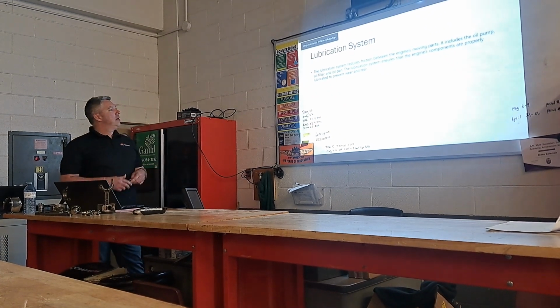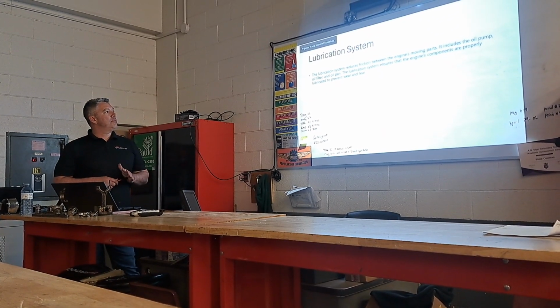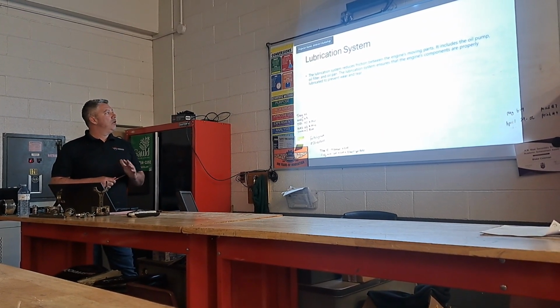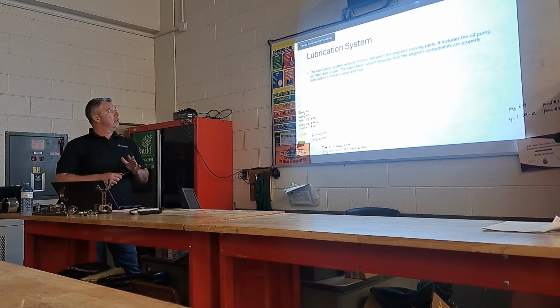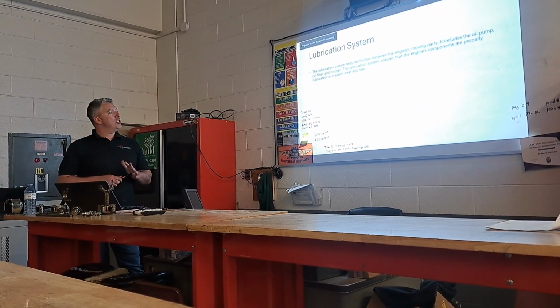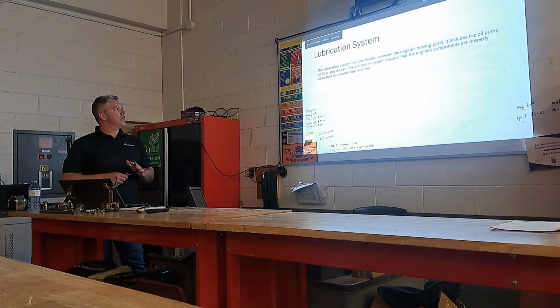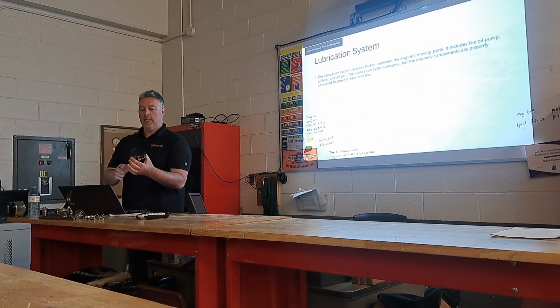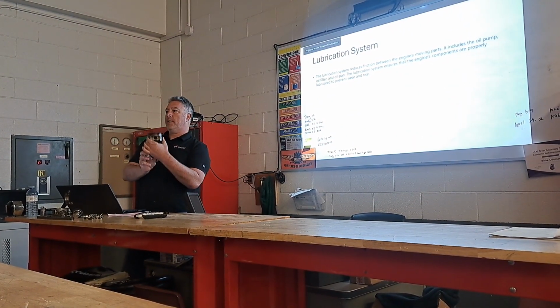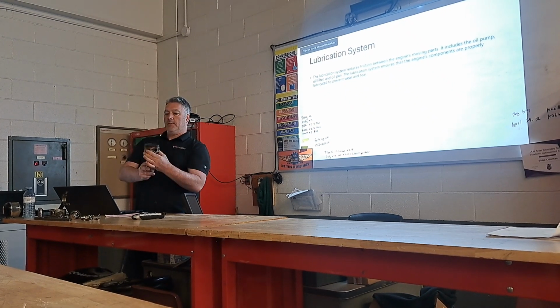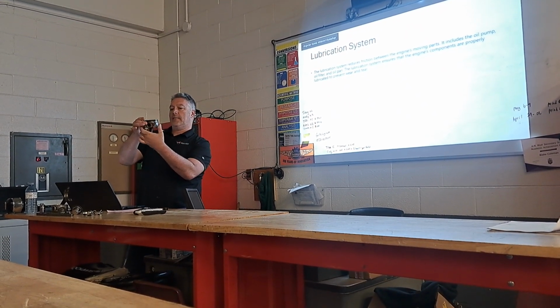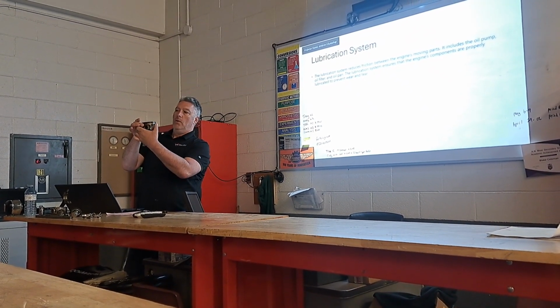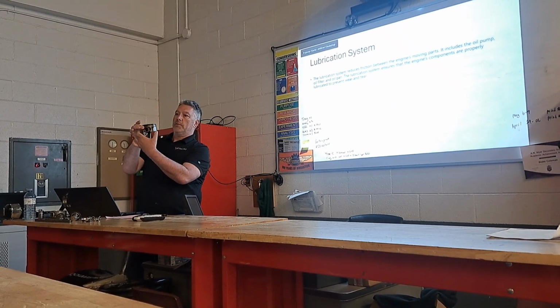Lubrication system reduces friction between the engine's moving parts. It includes oil pump, oil filter, and oil pan. The lubrication system ensures that the engine's components are properly lubricated to prevent wear and tear. So the oil stays below here because this piston goes up and down thousands of times, up and down. So oil's got to stay lubricated between here. What do you think would happen if there's no oil between here?